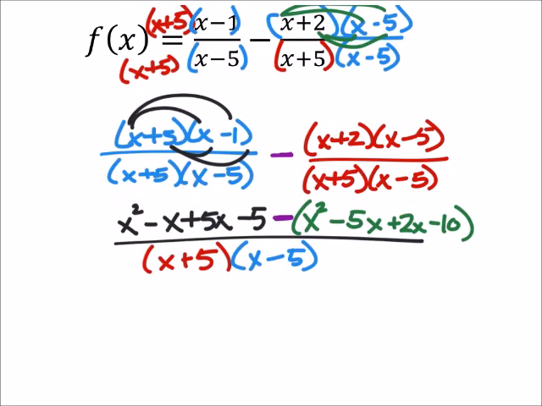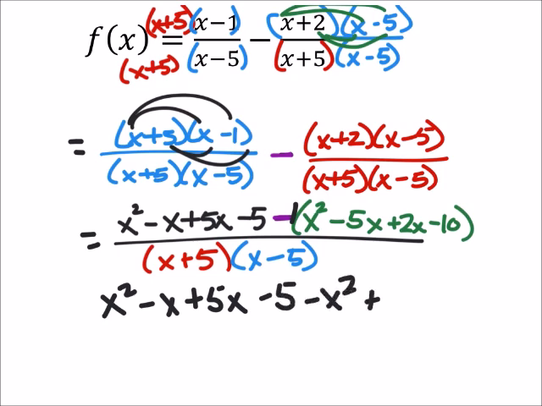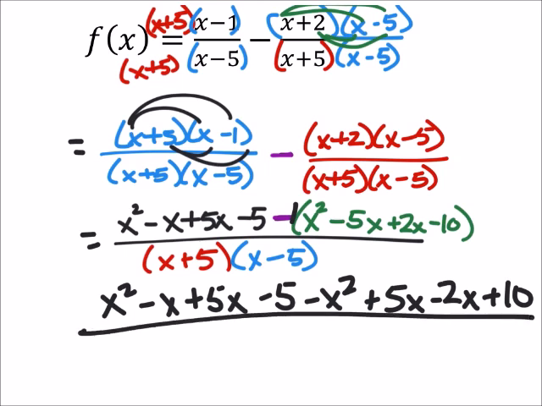All right, so the next step in this would be, well, I guess I would actually distribute the negative 1 here. So that gives us x squared minus x plus 5x minus 5 minus x squared plus 5x minus 2x plus 10. These are all the same, by the way. So we see that all that did was change the operations or the signs inside that green parentheses. And we still have x plus 5 and x minus 5.